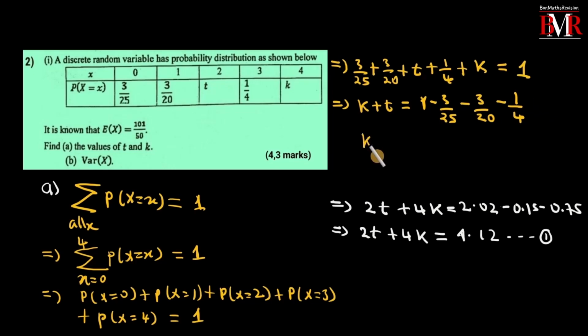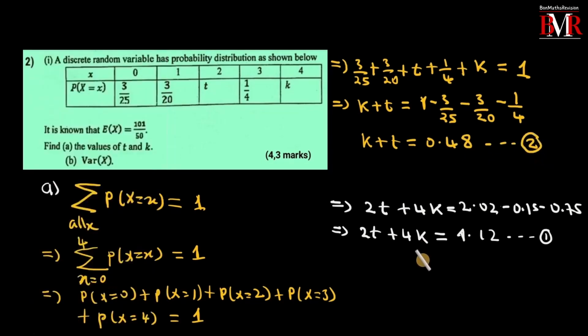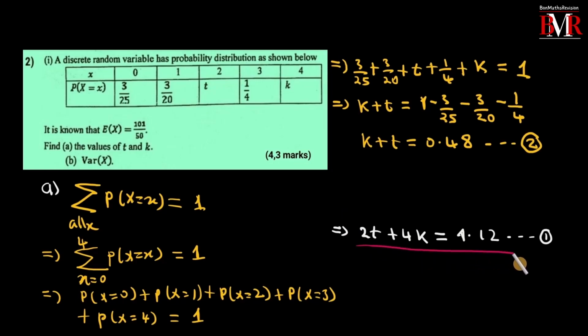That means k plus t is equal to 1 minus (3/25) minus (3/20) minus (1/4). So that is 0.48. So here I have 0.48. Now this is equation 2. So I'm going to solve equation 1 and equation 2 to obtain the values of k and t. You know, this is the equation 1 that we obtained before.